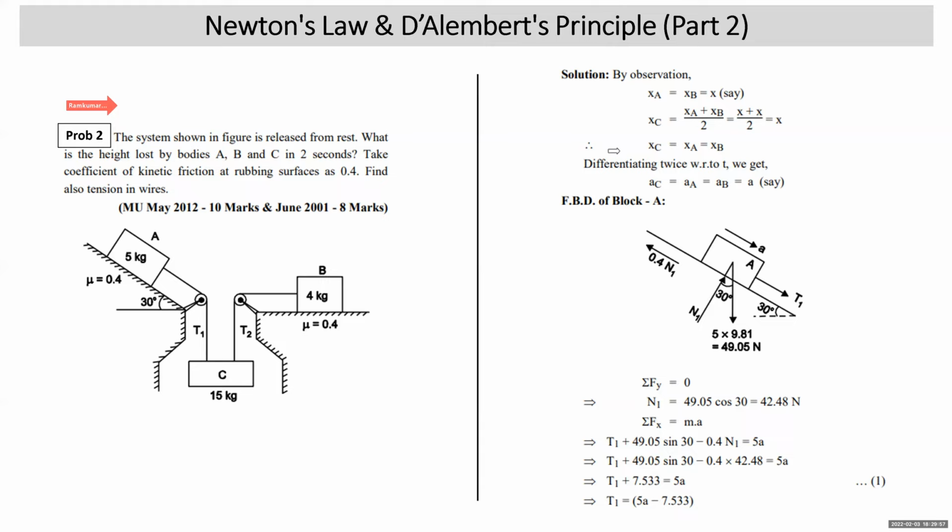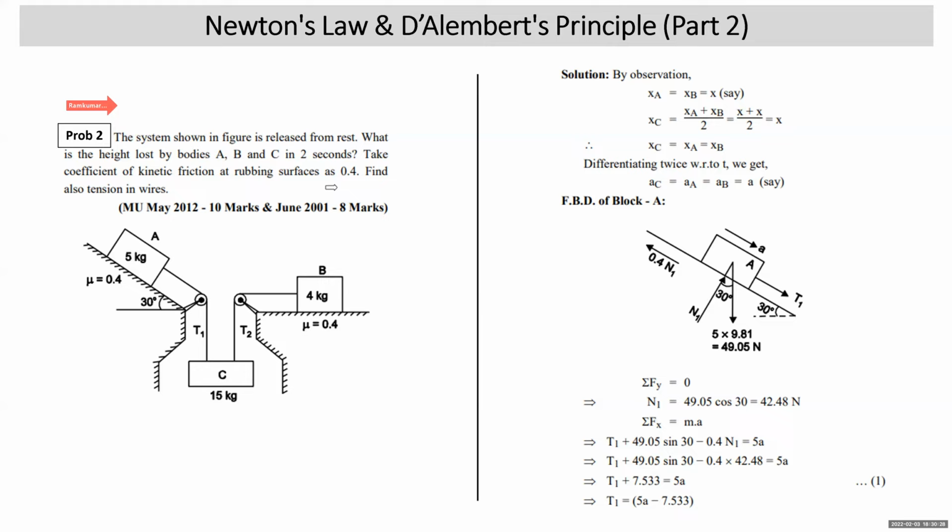There's no need to give this explanation also. We can directly say by observation, the distance moved by the three blocks is the same. As you can understand, if block C is pulled down by 1 meter, A and B will also move by 1 meter. So if the distance moved by the three blocks is the same, differentiate twice with respect to t, we get the acceleration of the three blocks will also be the same. Now, as far as height lost is concerned, first we'll get the acceleration, we'll solve it and get the acceleration of each block, then we'll understand the height lost.